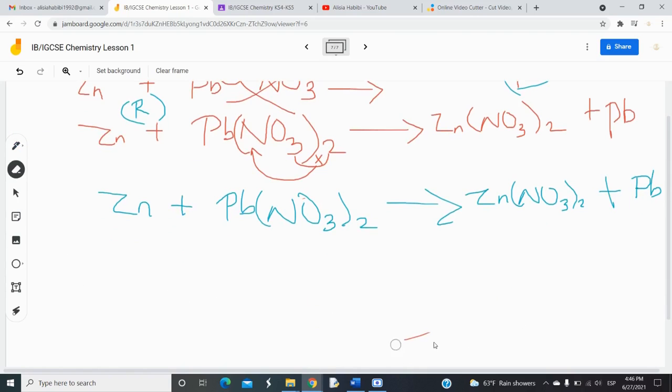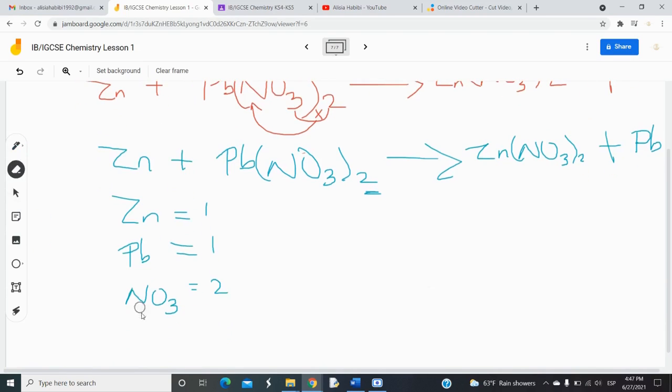We need to write out all of our elements, compounds or polyatomic ions, and see what the number of atoms are. So zinc has 1 atom on this side and lead has 1 atom. Don't confuse this 2. This 2 only relates to nitrogen and oxygen. Then we have our nitrate, which has 2 atoms. We can just write it like this if you prefer, or we could break it down.